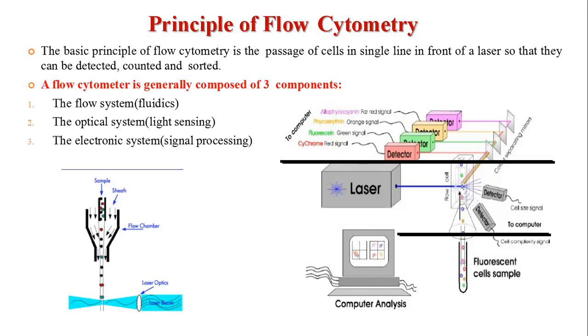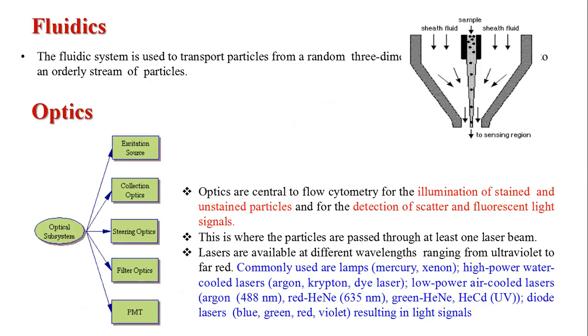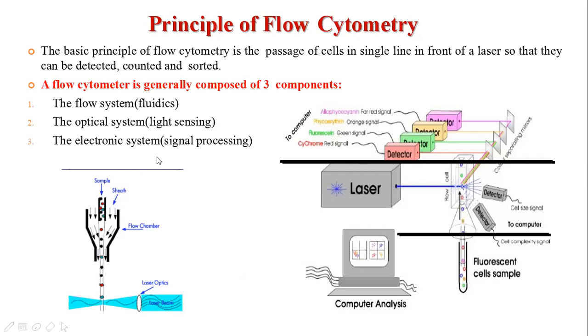So from that, you can say that we can have three different components. Here, one is the fluidic component. This one is the fluidics. It's called the fluidics or the fluid flow system. So one by one, the cells are coming and hitting the laser beam.